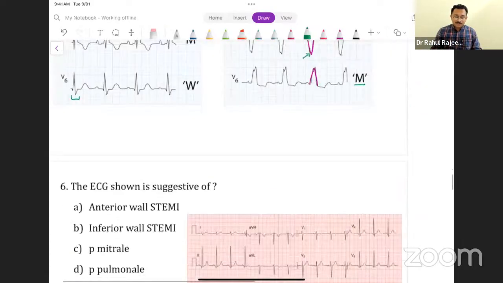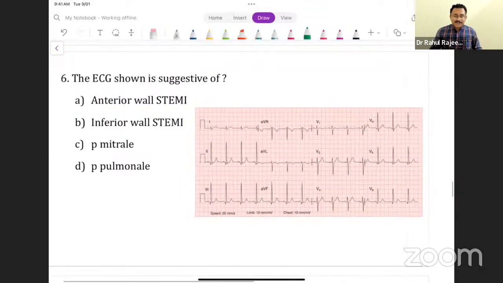Okay, right. Question number 6, the ECG shown below is suggestive of anterior wall ST elevation MI, inferior wall ST elevation MI, P mitral and P pulmonale. Again, I am straight away ruling out two options because I am not able to pick up any sort of ST segment elevation in any leads. So don't get too much scared. You just look at the ECG, Shubham, nothing to be worried about.